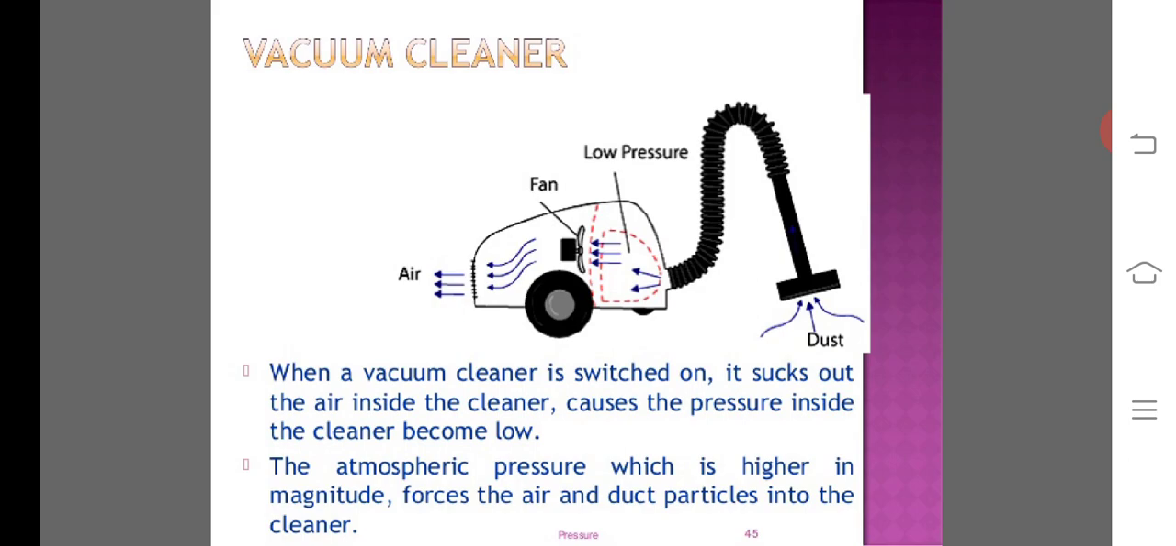Next is a vacuum cleaner. When a vacuum cleaner is switched on, it sucks out the air inside the cleaner, which causes the pressure inside the cleaner to become low. The atmospheric pressure, which is higher in magnitude, forces the air and dust particles into the cleaner.